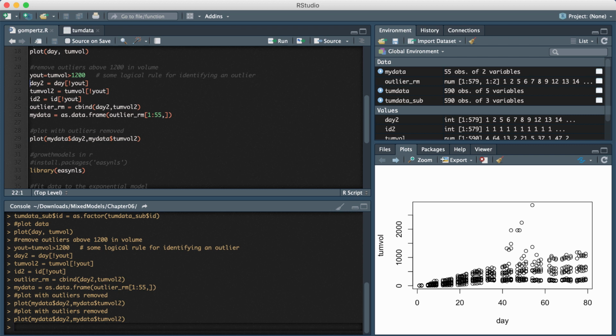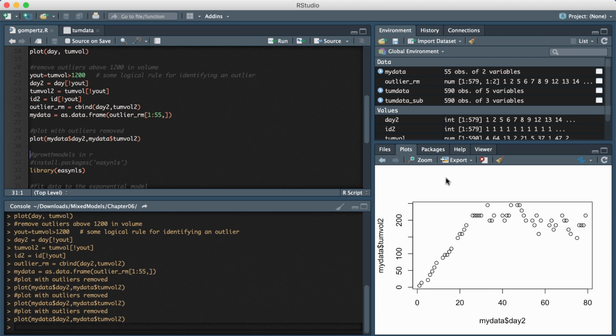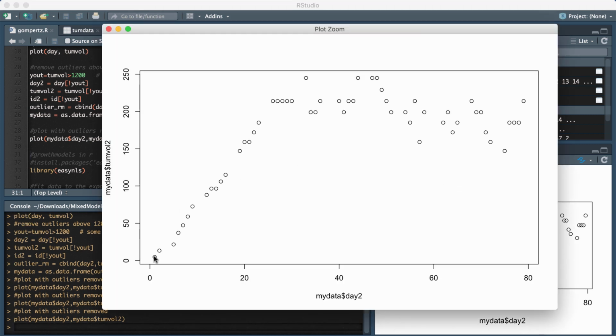So after I remove the outliers and subset for just one tumor cell growth, I'm going to replot the data. When I replot the data, it shows me now the growth of one tumor cell. So it shows me the volume plotted over time. Time is the x-axis in days, and this is the spheroid growth in volume over time. So this is what we want to fit a Gompertz model to.